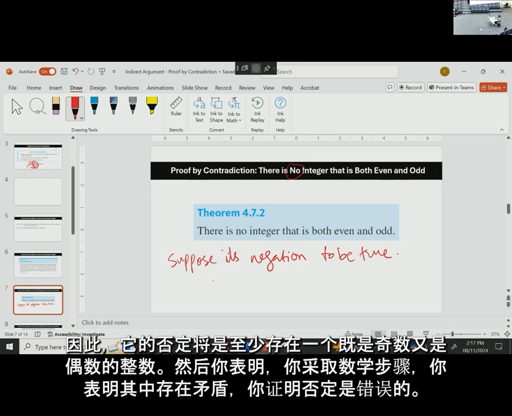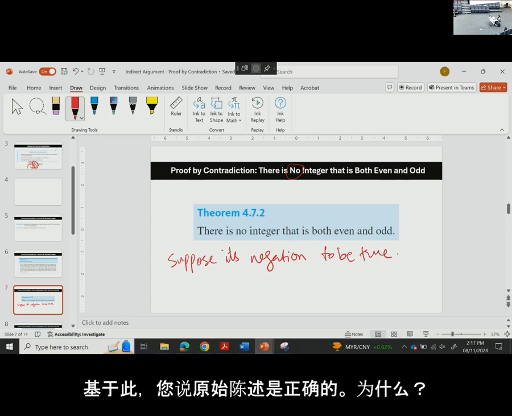So its negation will be that there exists at least one integer that is both even and odd. Then you take mathematical steps, you show contradiction in that, and you prove that negation to be false. Based on that, you say that the original statement is true. How?